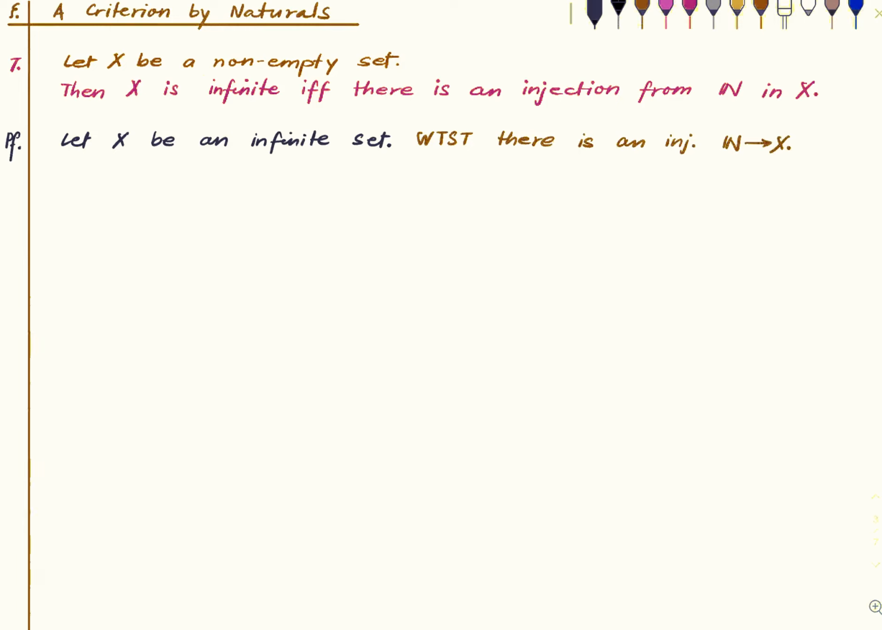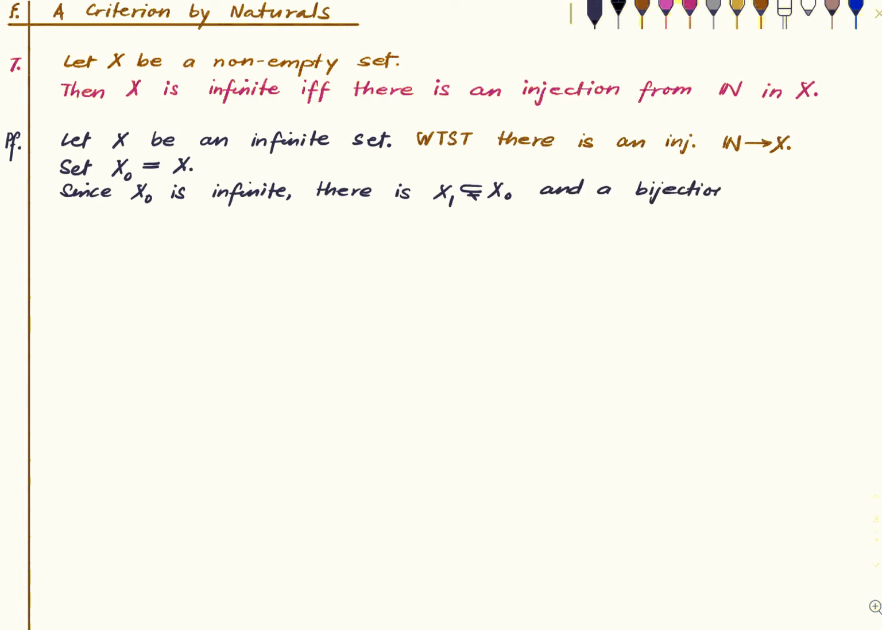So since X is infinite, first of all, we will just change a little bit of notation. So set X naught is equal to X. And since X naught is infinite, there is some proper subset X1 of X naught and a bijection f like that.